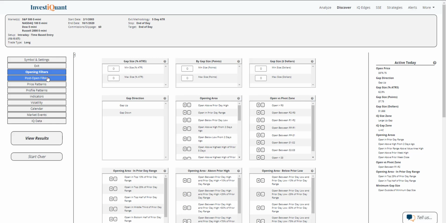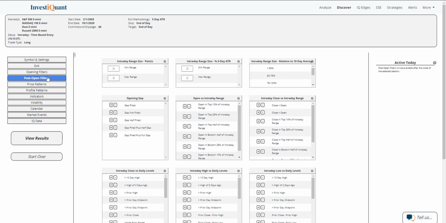So I'm skipping over that, coming straight down to post-open filters, and this is where I can say that we have a higher day forming here. And what I can do is say that the close as of 3:15 p.m. Eastern Time is above the prior day close. So if I just hit equals there for a greater than prior close, that means the 3:15 price is above yesterday's closing price. So that would make us have a positive session happening here.